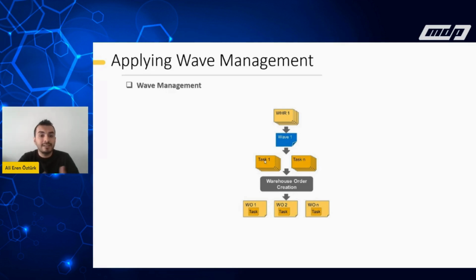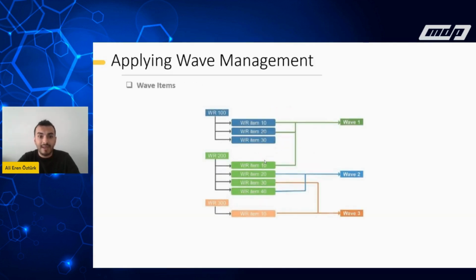Besides those warehouse tasks, we have wave items. The wave items basically result from the assigned outbound delivery item. So a wave is created by combining warehouse request items from different warehouse requests. Let's say you have 10 different sales orders for the same product, and at the end of the day, you want to handle those warehouse tasks all together by assigning them to the wave.